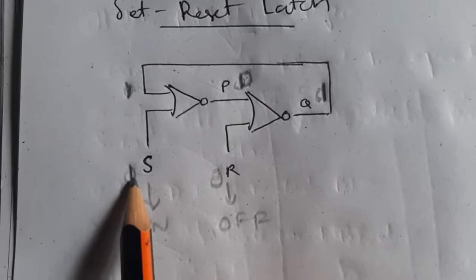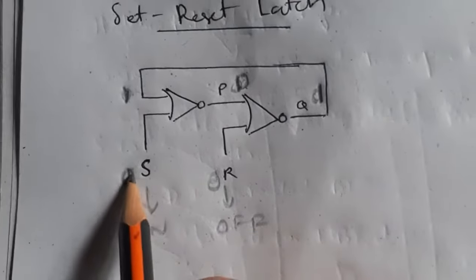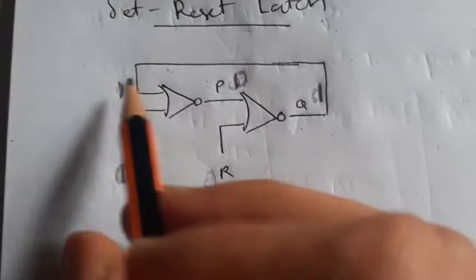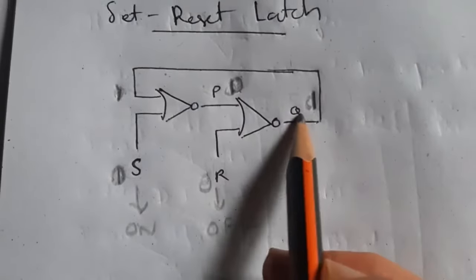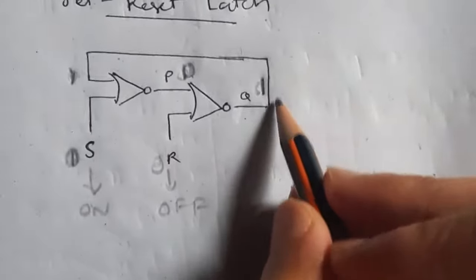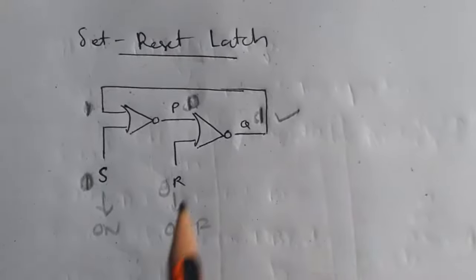If I release this also, it doesn't make any difference. After clicking, I release. Okay, so even if it becomes 0, the output will not change, because see, with 1 and 0, the output will still be 0 here, and this Q will be 1. So the Q is holding the value, right, 1. So that is known as a latch. A latch holds the value.